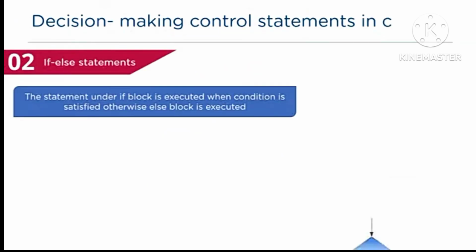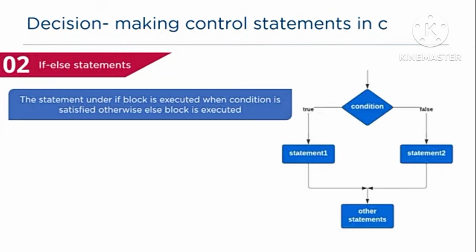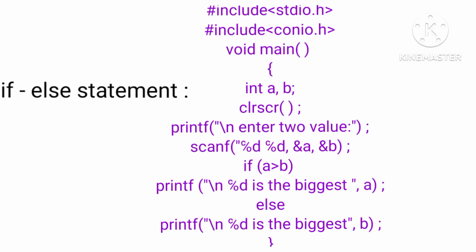Next, if else statements. The statement under the if block is executed when the condition is satisfied, otherwise the else block is executed in if else statements. This is the flowchart of the if else statements. Next, the program of the if else statements.